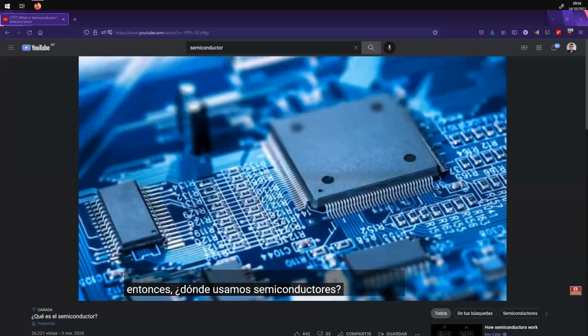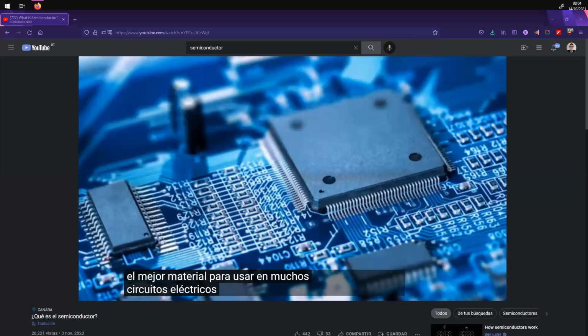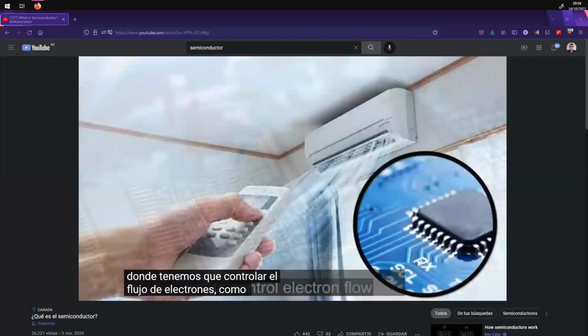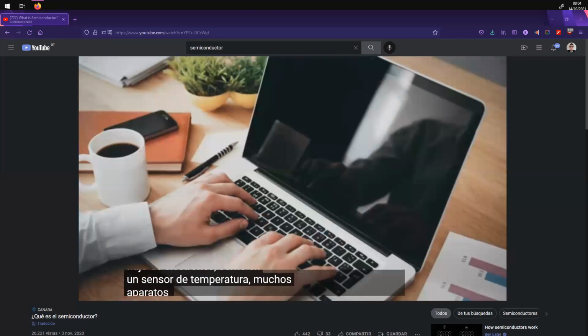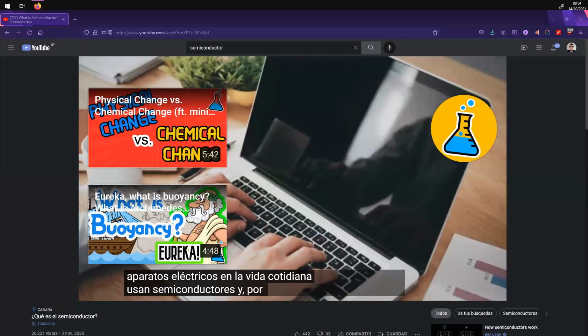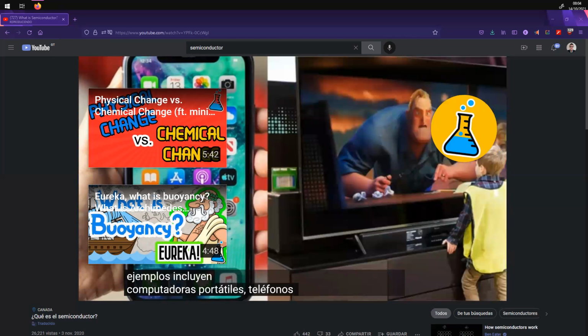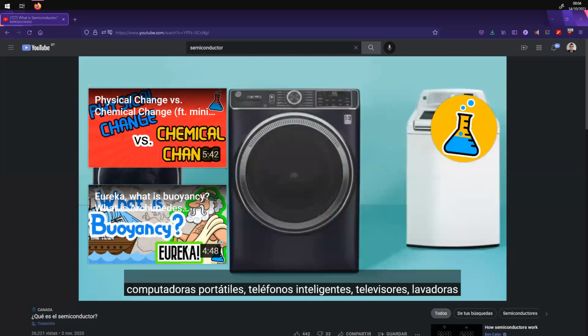So where do we use semiconductors? Semiconductors are the best material to use in many electrical circuits, where we have to control the flow of current. Many electrical appliances in everyday life use semiconductors as well. Examples include laptops, smartphones, televisions, washing machines, and so much more.